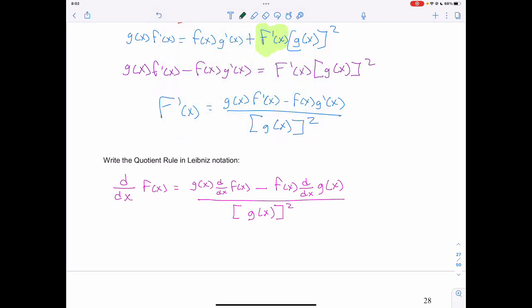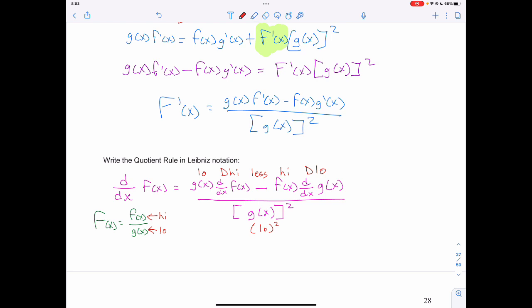Now, we know that this is from capital F of x is equal to f of x over g of x, where my numerator is high, my denominator is low, and to remember this, we can say that it's going to be low times the derivative of high, less high times the derivative of low, all over low squared.